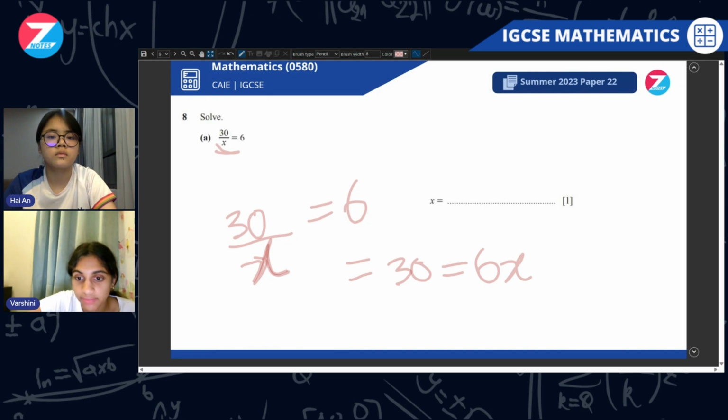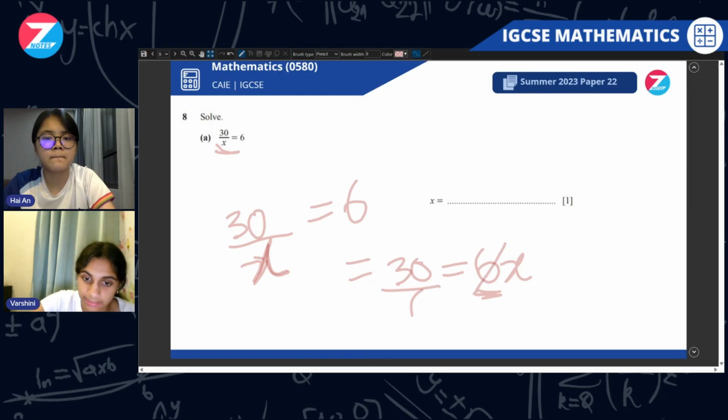And now let's get rid of the 6 over here. Instead of multiplying, we have to divide, because over here 6 is multiplying into x. It's going to be 30 by 6. And that will give us 5.